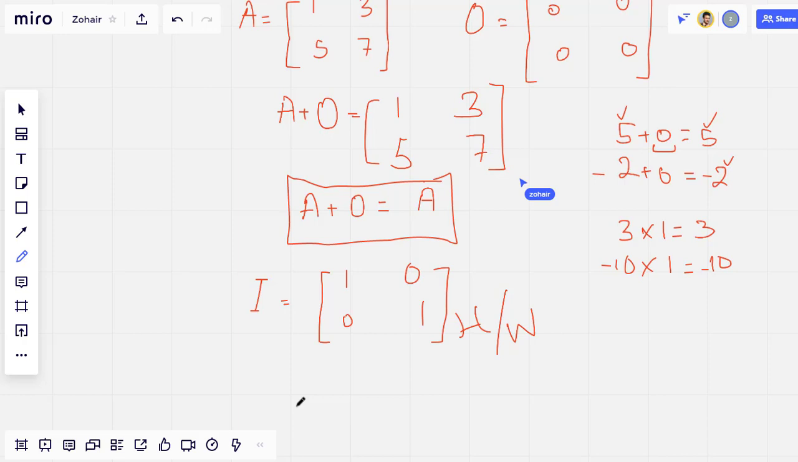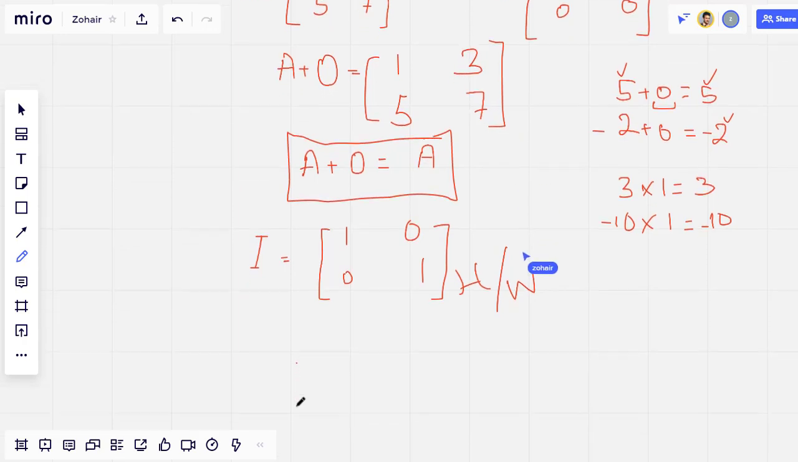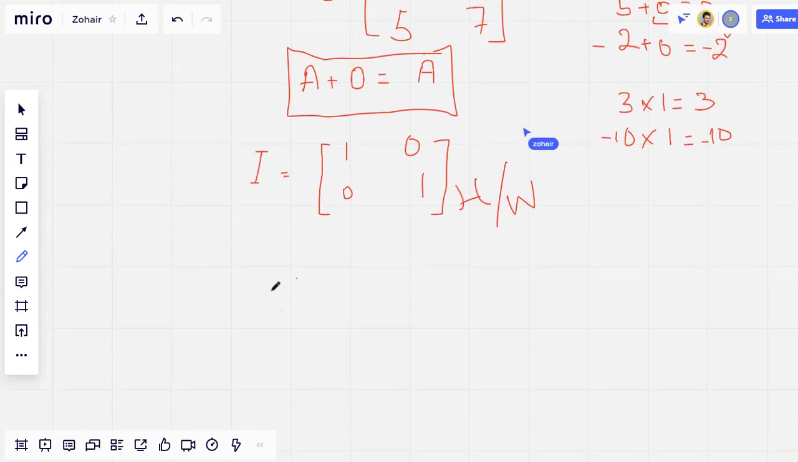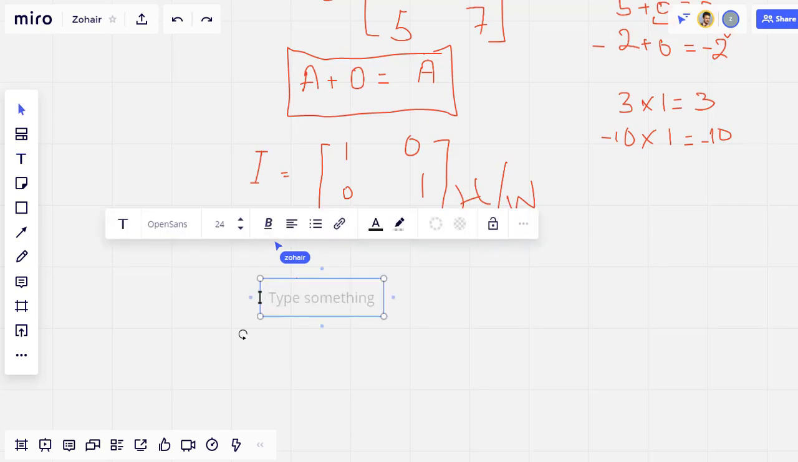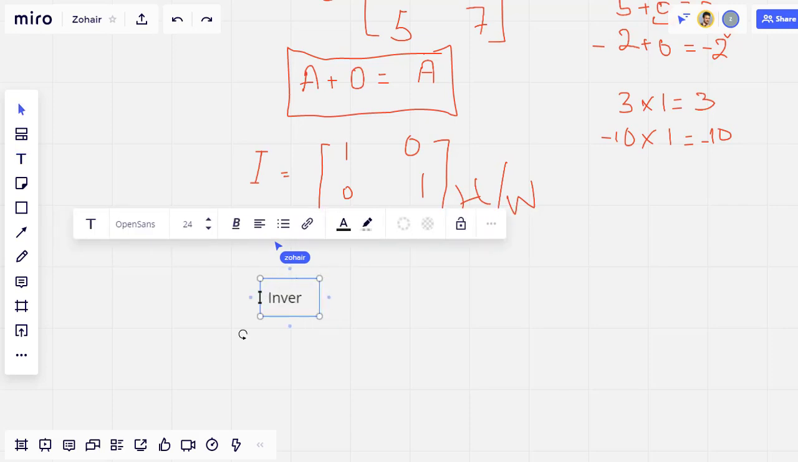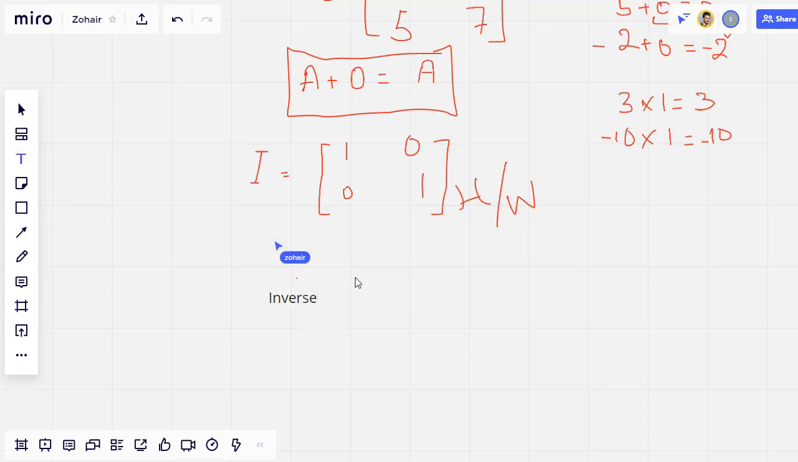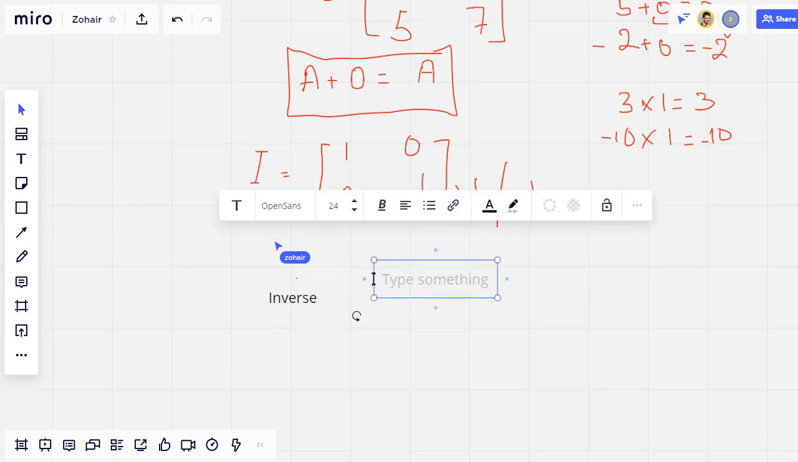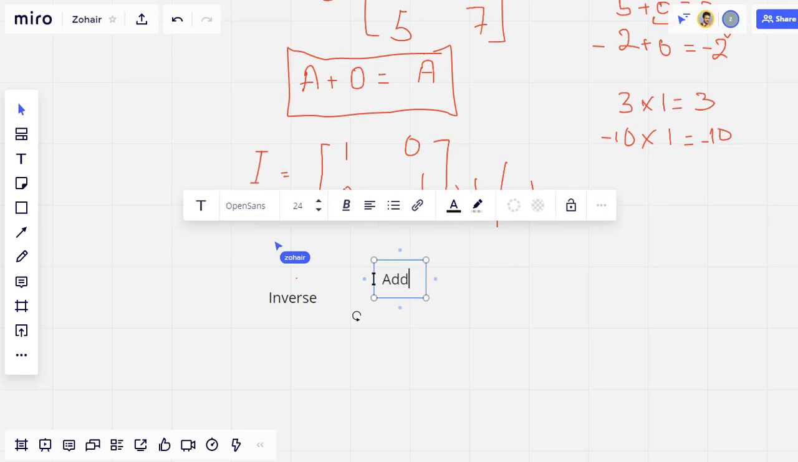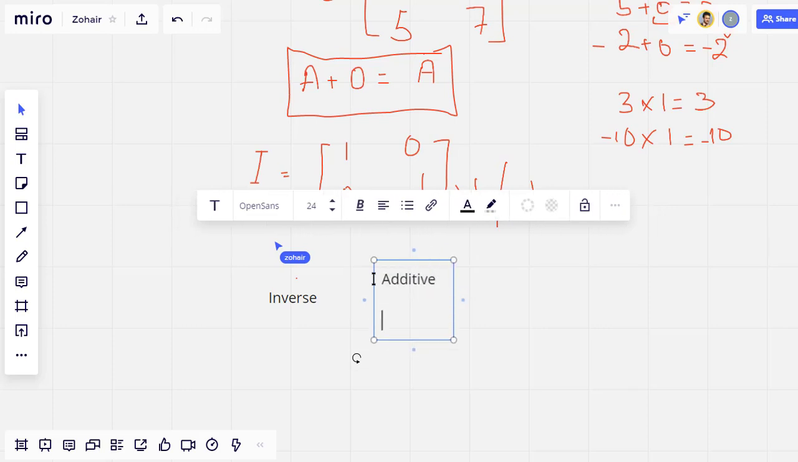Now our topic is inverse. Again, I'll write the inverse here, and there are 2 types of inverses. One is additive inverse, and the other one is multiplicative inverse.